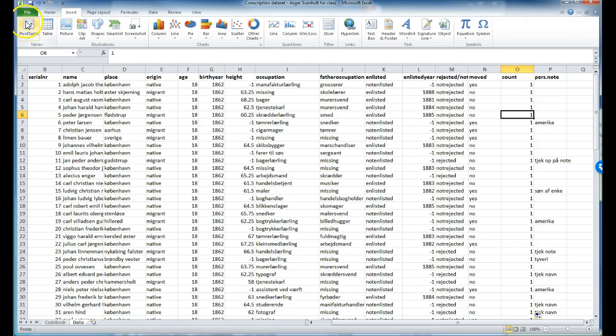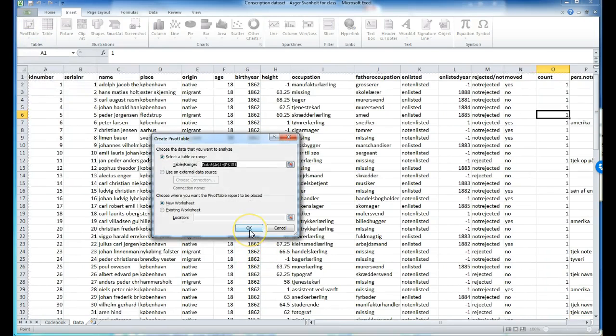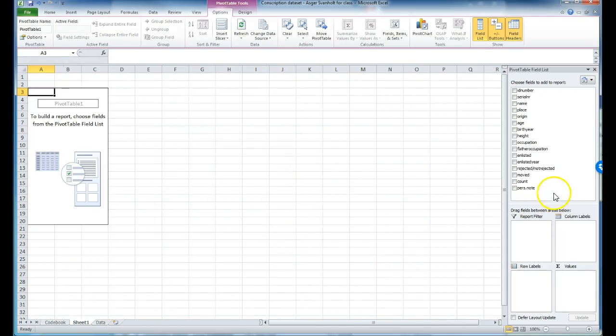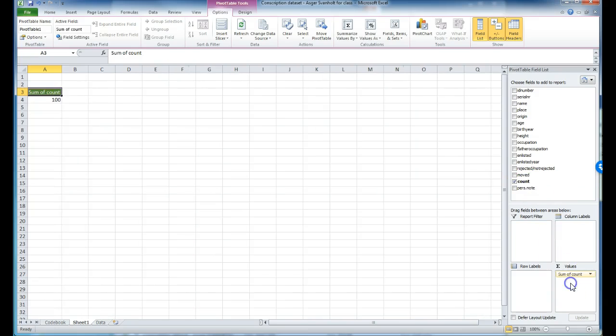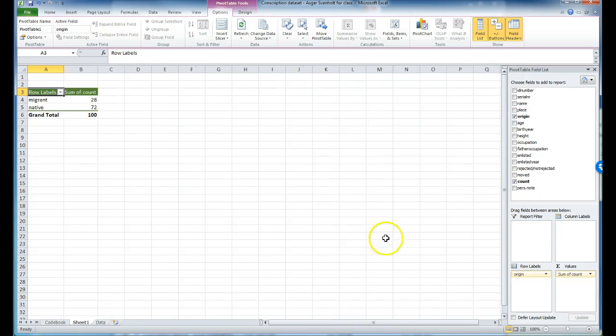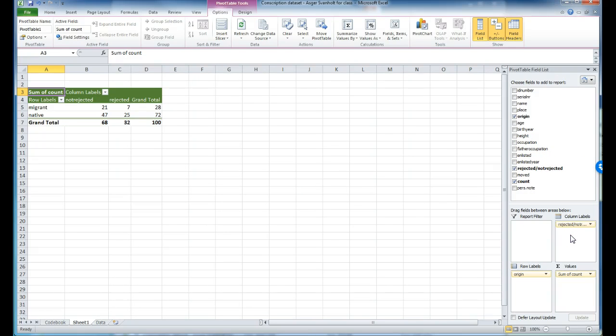As in any analysis, we start with a pivot table, and Excel knows where it is. Let's start by putting count here, because we want to count people, and then use this origin variable that I think has already been calculated to see, okay, we have 100 people, some migrants, some natives. What we already know how to do is, for instance, look at how many migrants and natives were rejected. This is as far as we went with our previous analysis.